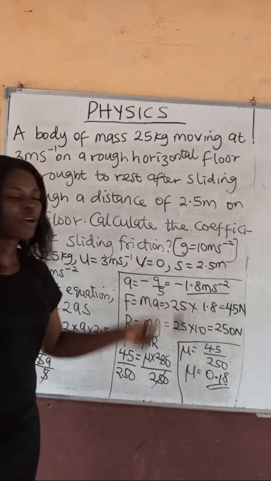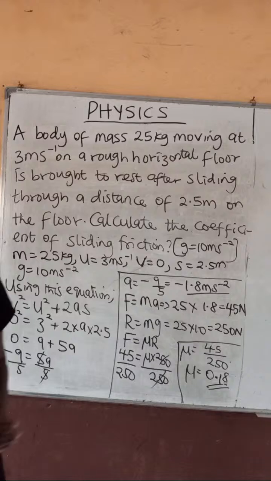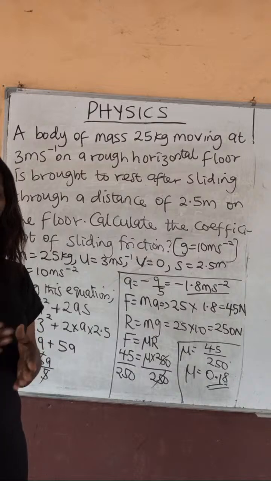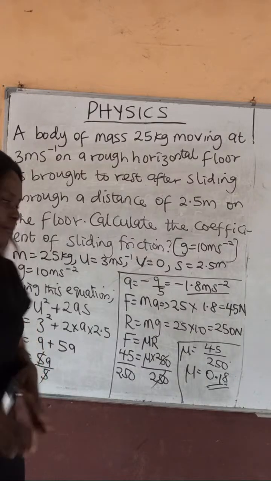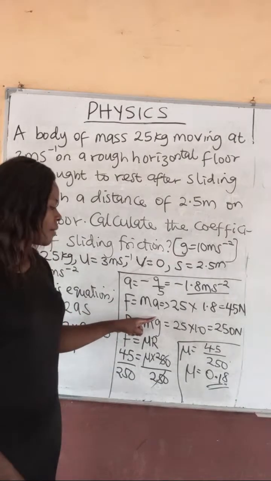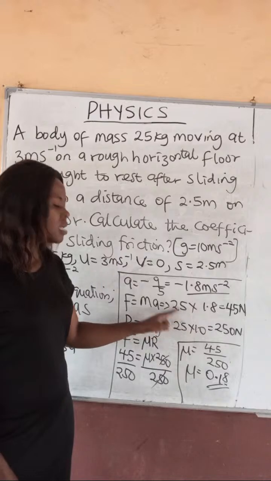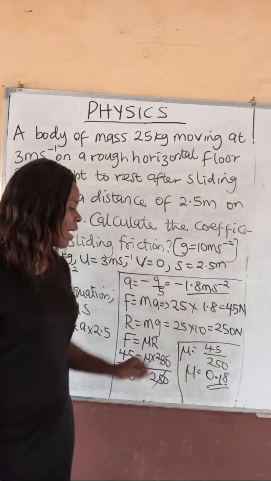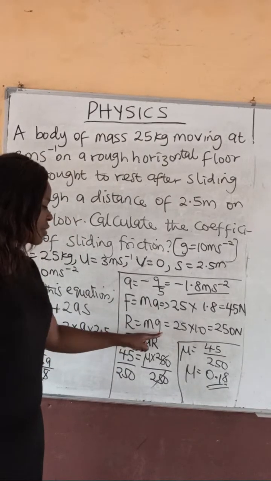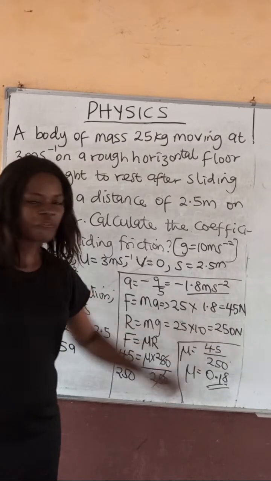And I said, I got negative, that means I'm looking for deceleration. And deceleration is a negative of acceleration. Even though we are not solving for the negative sign, it's just for us to know the nature of what we got. Alright, to solve for frictional force, F is equal to ma. My mass is 25 times my linear deceleration. I multiply to get 45 Newton. Then my reaction force is equal to mg. That is 25 times g. g is 10. I got 250.